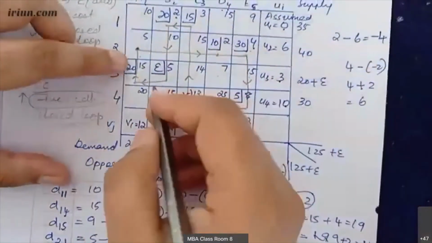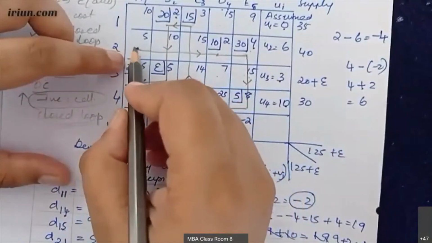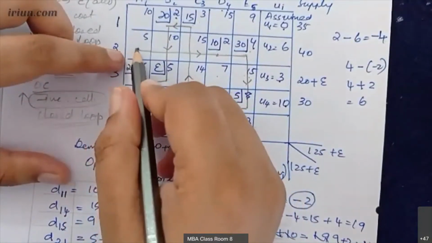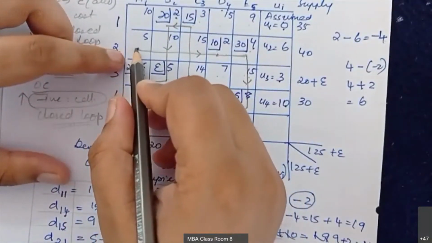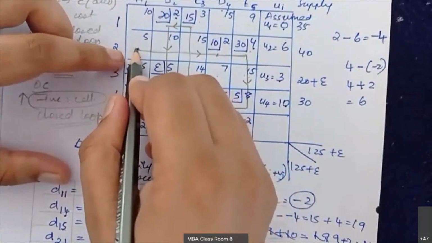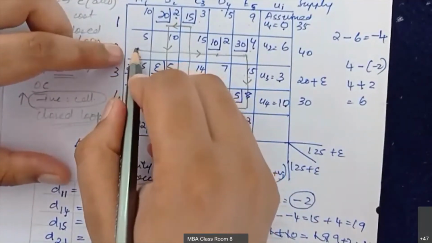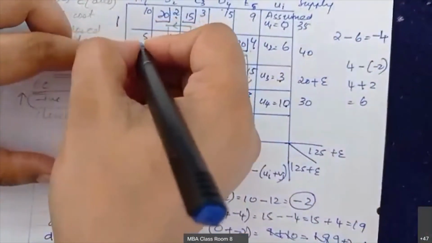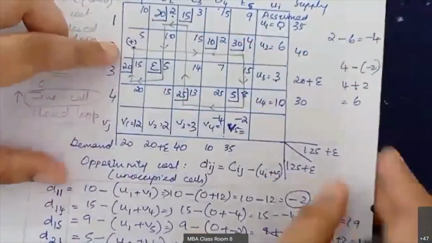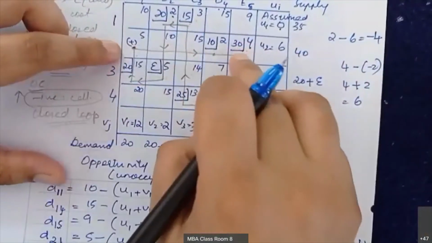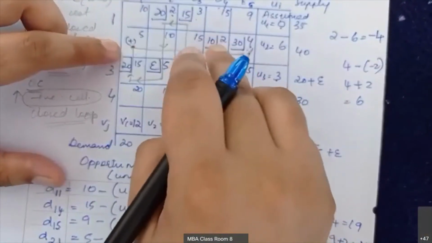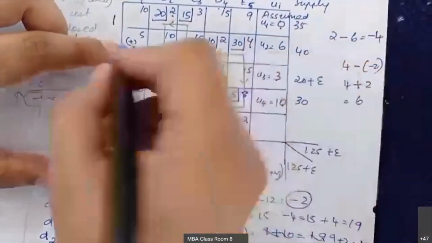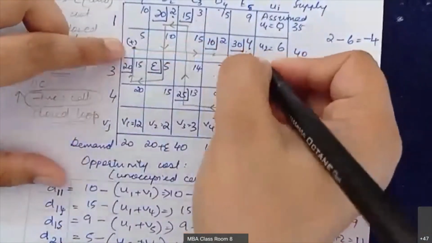Now what you need to do is, starting from this cell, you need to assign positive and negative signs alternatively. So the starting cell will always be positive. So here I have a positive sign. Then I went to this cell, no, the last cell. You don't have to consider the cell in between. That will not be considered. That will be ignored in this process. So here plus, next I will put minus.